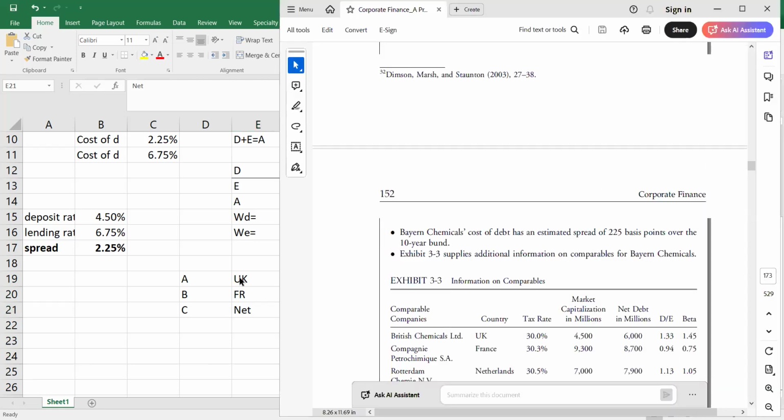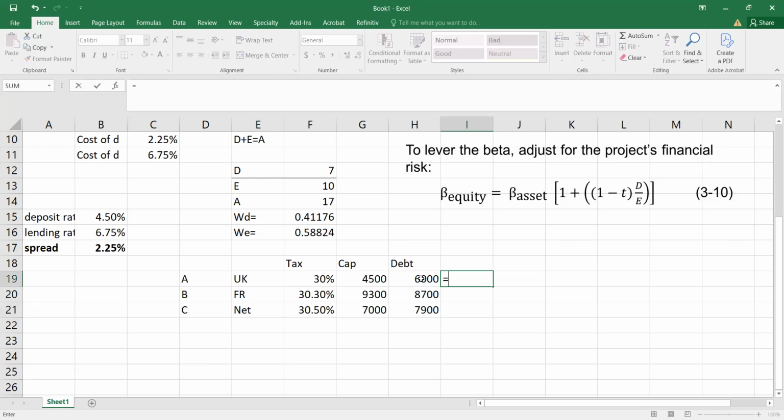So basically, the debt equity ratio is given. How can we calculate the debt equity ratio? It's basically debt over equity. Okay, I will call it the debt equity ratio. Now I need to calculate actually the betas.